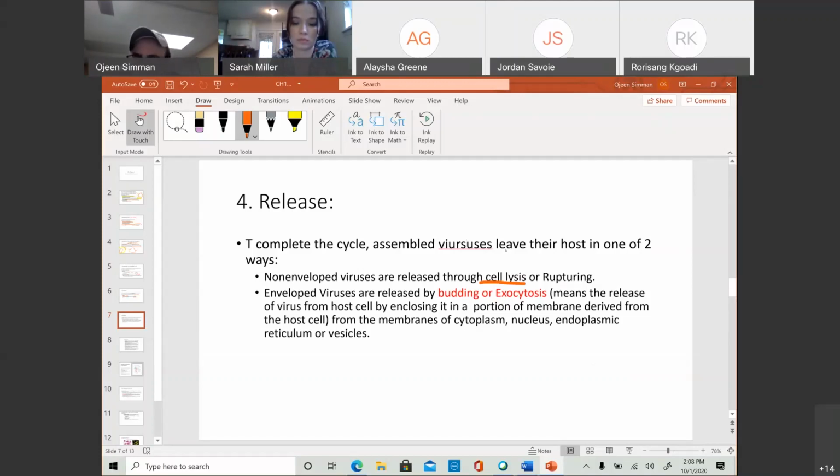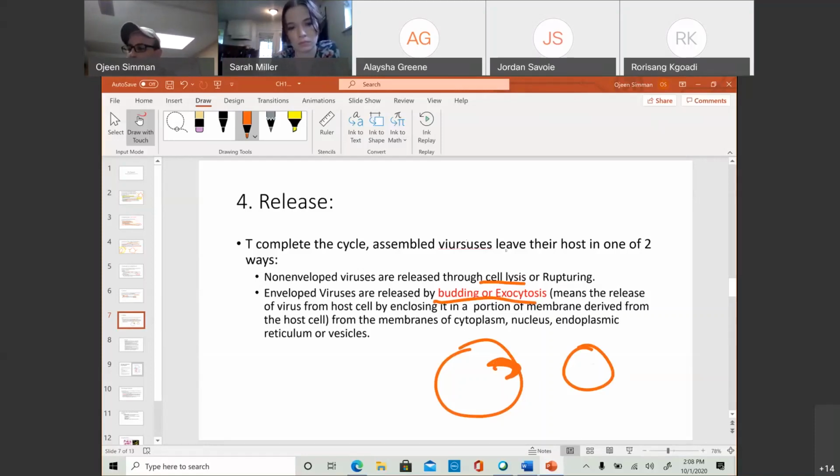Enveloped viruses are released from the host cell by budding or exocytosis, okay? Meaning that as they are leaving the host cell, they take with them a part of the plasma membrane, which is why they get enveloped, okay?